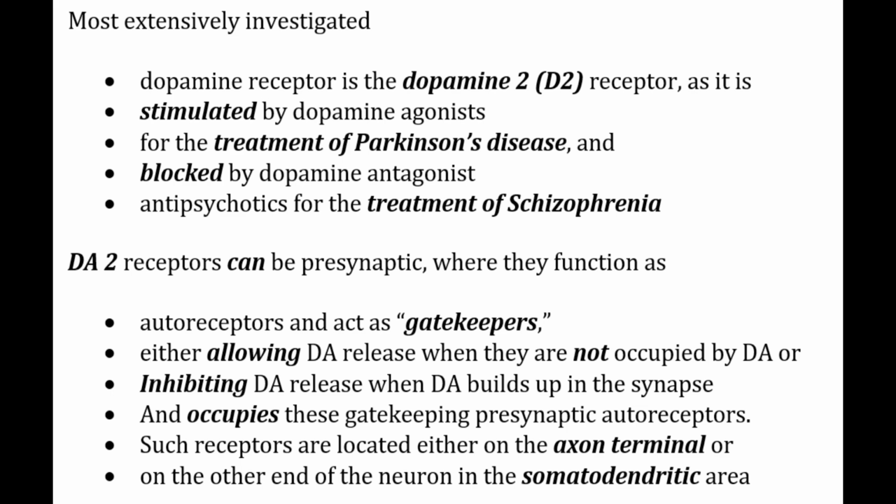and occupies these gatekeeping presynaptic autoreceptors. Now, such receptors are located, as we know, either on the axon terminal or on the other end of the neuron, as in the somatodendritic area.